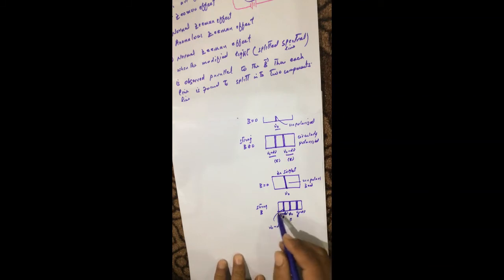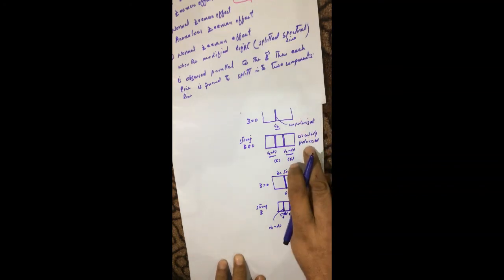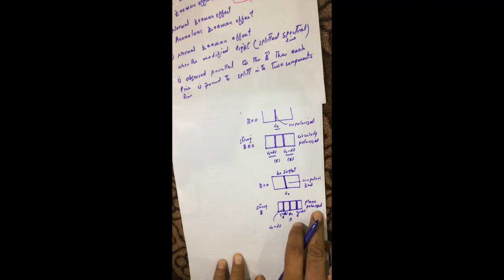Now the original line is unpolarized, while these three components, when we observe them in a direction perpendicular to the magnetic field, are polarized, but they are plane polarized. Here they were circularly polarized, here they were plane polarized.